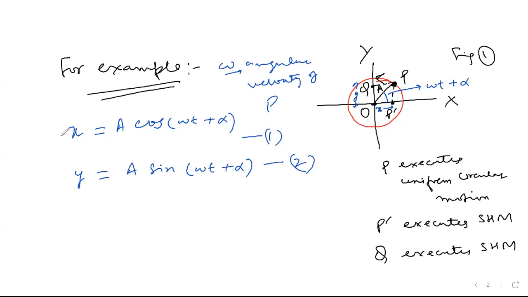So if I find dx by dt, I have to differentiate. That will give me the velocity of P prime.